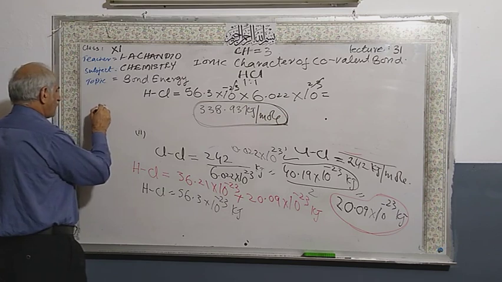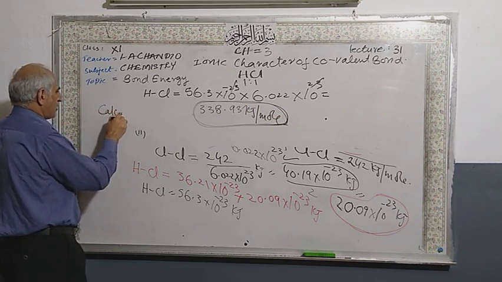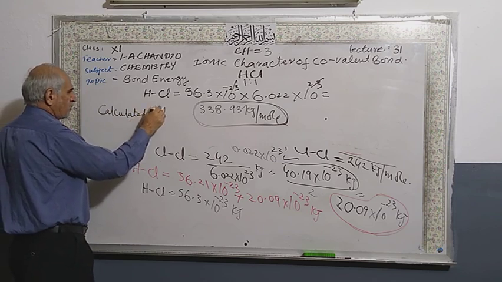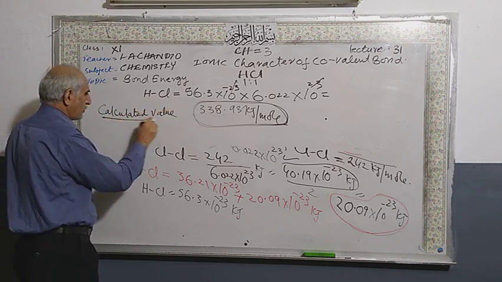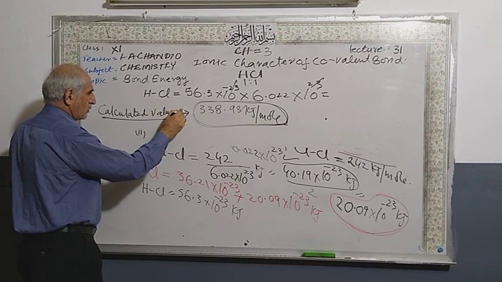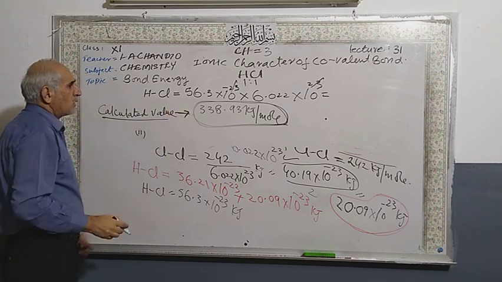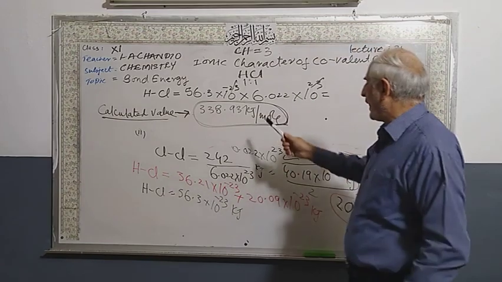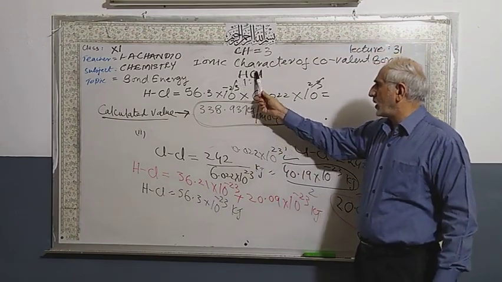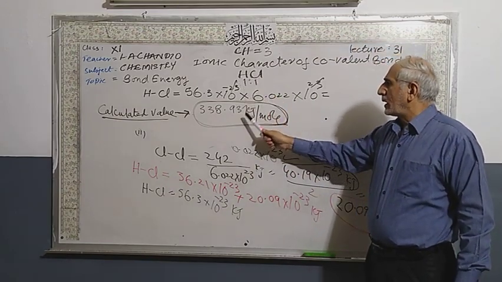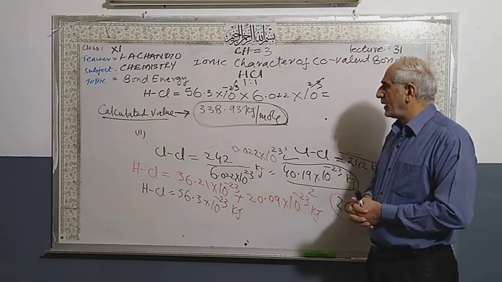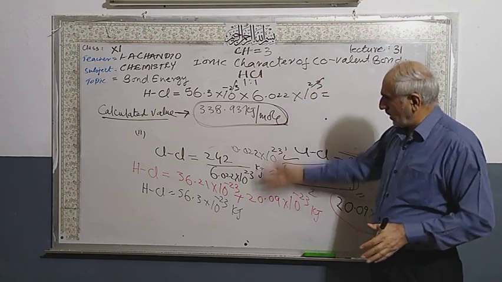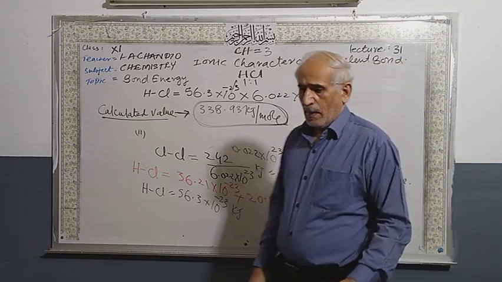This is the calculated value. This value is the calculated value. The bond energy of hydrogen chloride is 338.93 from the calculation. This is what we got from the calculation.